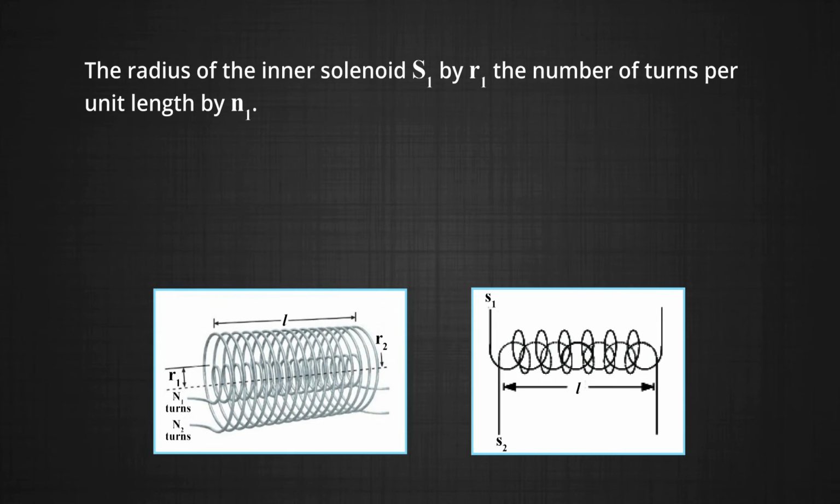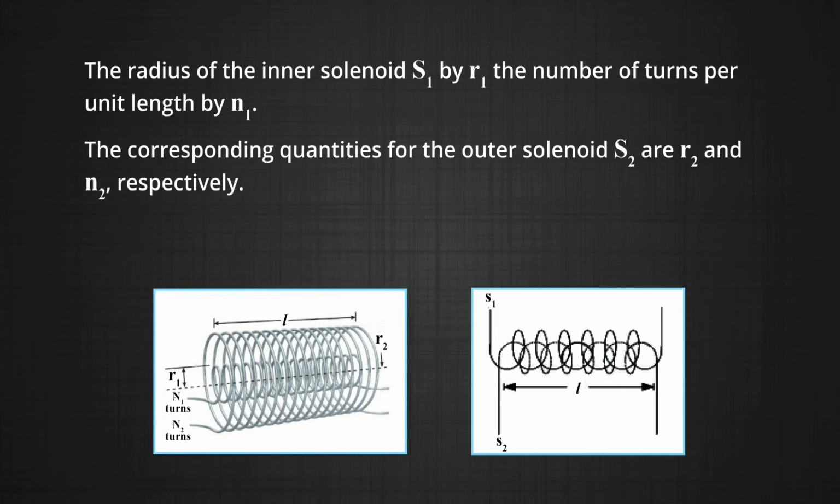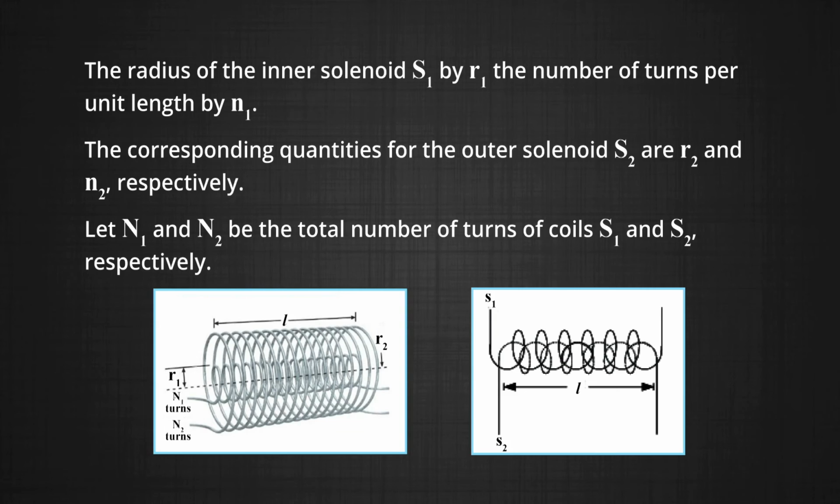We denote the radius of the inner solenoid S1 by R1 and the number of turns per unit length by n1. The corresponding quantities for the outer solenoid S2 are R2 and n2 respectively. Let capital N1 and capital N2 be the total number of turns of the coil S1 and S2 respectively.